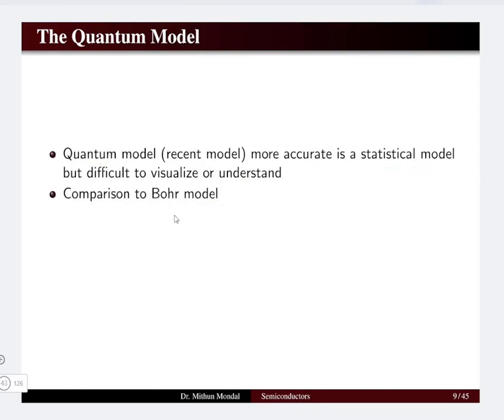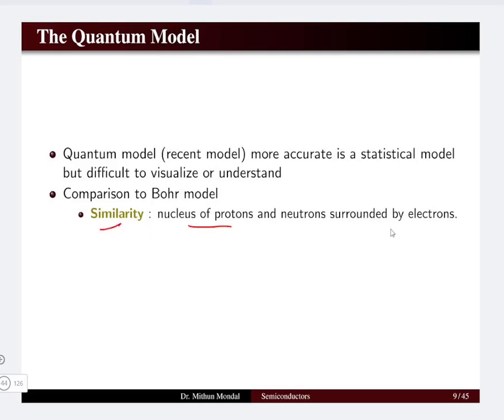Now if we compare the quantum model to the Bohr model, what do we find? Some similarities are there and some dissimilarities are there. The similarity is the nucleus of protons and neutrons surrounded by the electrons. So when we talk about planetary motion, we know that the nucleus is at the center and electrons are revolving around it. So here the position is the same, that is the similarity between the Bohr model and the quantum model. We have the protons and neutrons, and electrons are surrounding it.